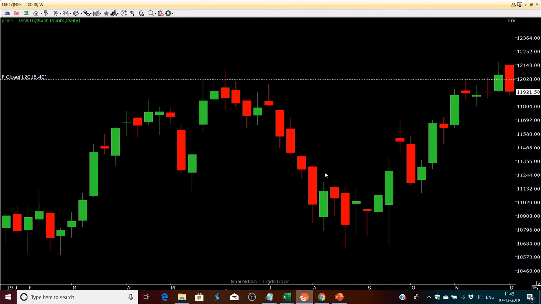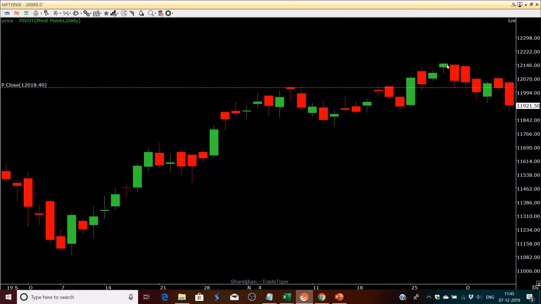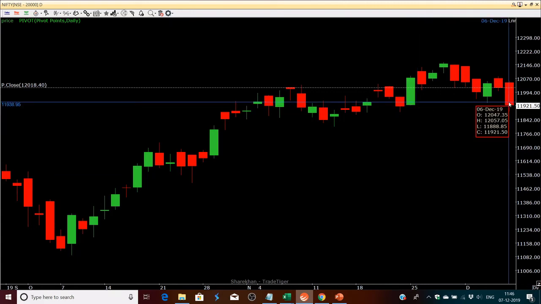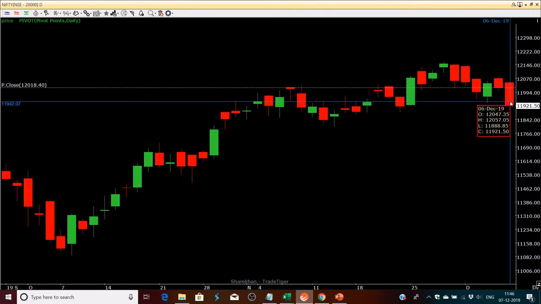Let's understand this on a daily time frame. On a daily time frame, this was a bullish candle. Trend was bullish here, here. Till the time this low is not broken, the trend is still bullish. So I see that with this candle, this low has been broken, so the trend has turned bearish for Nifty. So where was the open, where was the low? 11,888 minus 11,921.